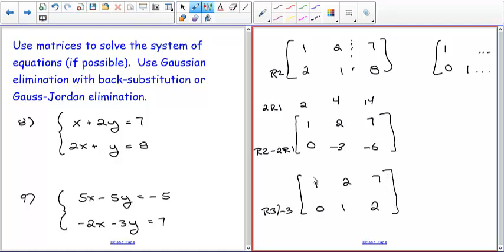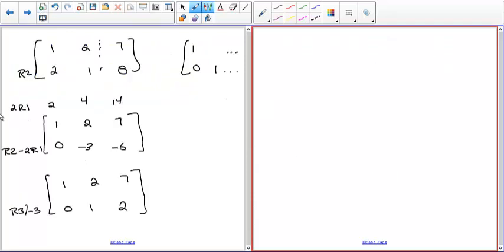So what I've got now is where I wanted to go. I wanted 1, 0, 1. So how do you use that? This was the augmented matrix of the original equation. It's the same information, just rearranged differently. So I can go back to the equations. The first column is x, second column is y. So I have 1x plus 2y equals 7, and I have 1y equals 2.